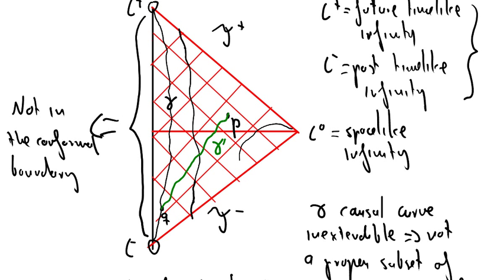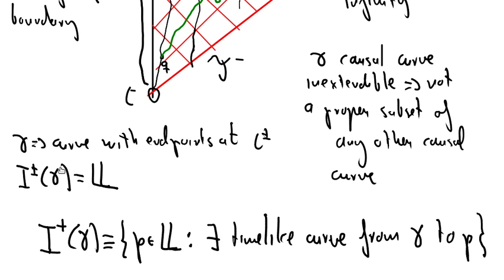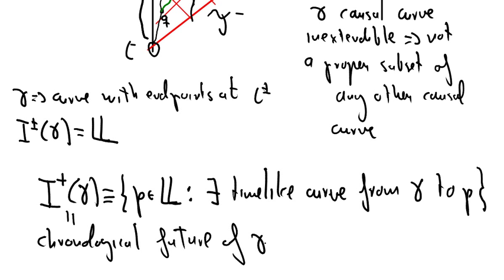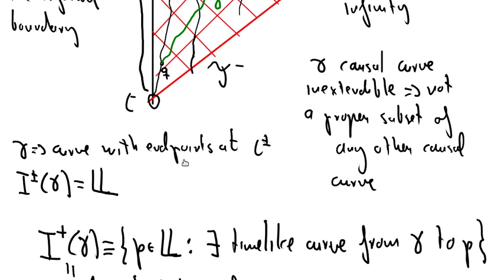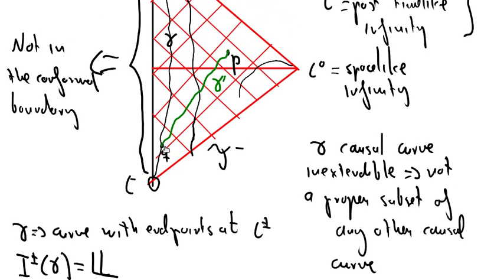Let's call it gamma prime, and this is true for any point of the triangle. It's easy to see that in this picture, so we come to the conclusion that for this sort of curve, this is the so-called chronological future. I forgot to mention this. So yes, we have this interesting property also with the chronological past.